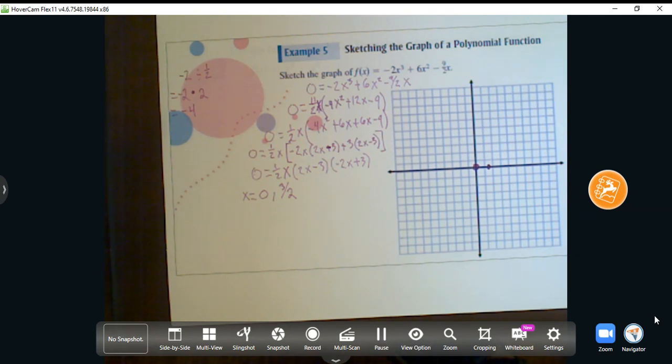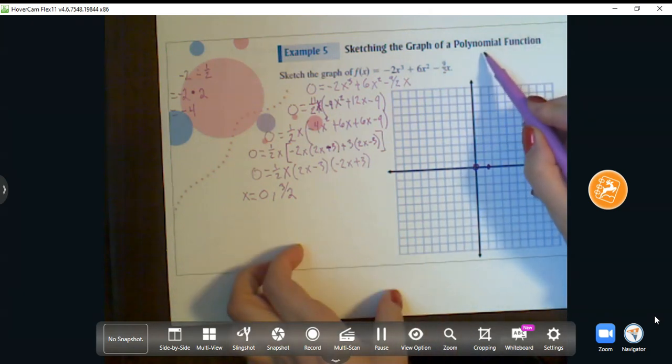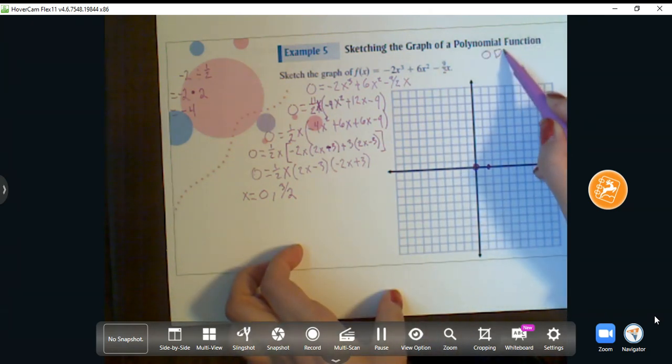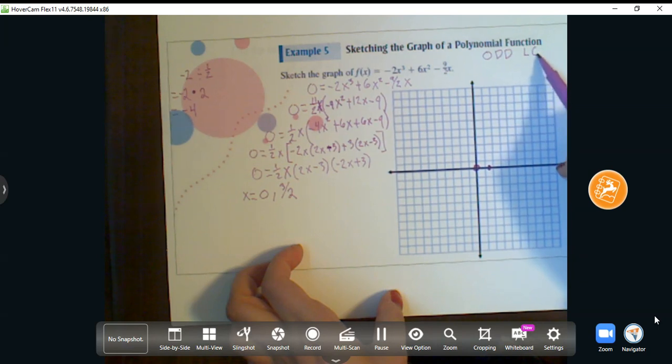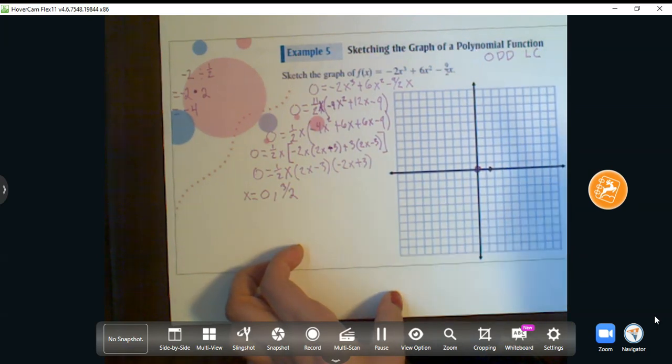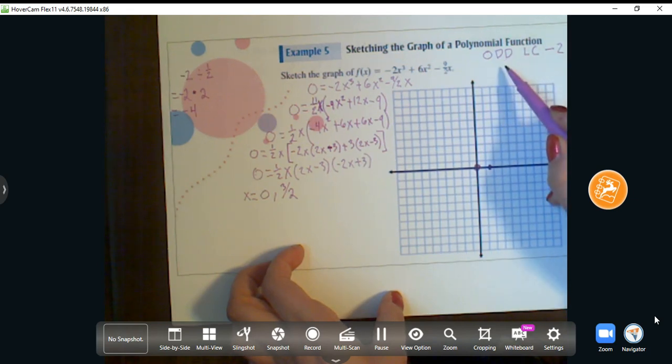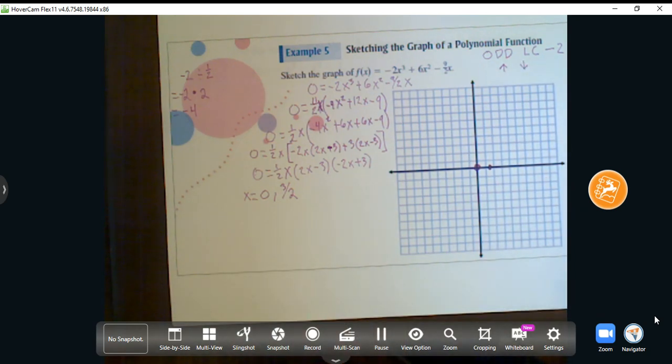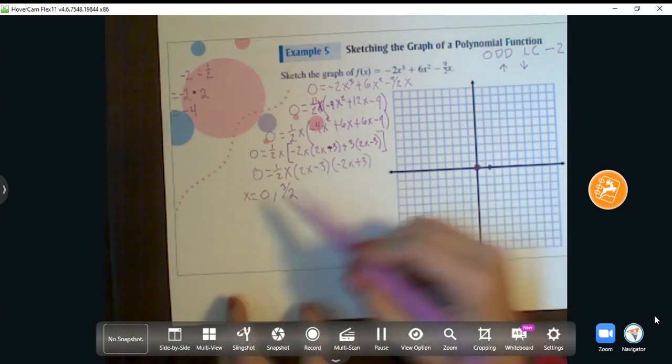But the other part of the information that we need is, remember, our first thing that we talked about was our end behaviors. So I have an odd function, and my leading coefficient is negative. So that means that on the left side, we're going to point up, and on the right side, we're going to point down. So again, that just gives me a little bit more information about my graph. And basically what we're going to do now is to pick some numbers, plug them in, and that's going to give us kind of the shape of our graph.